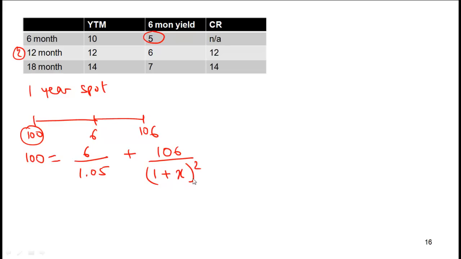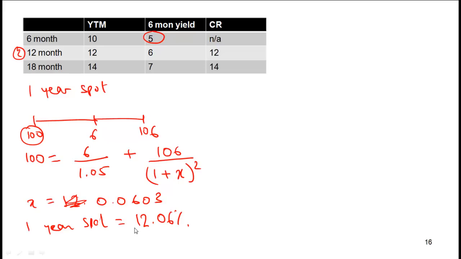Now this x represents the rate for a 6-month period. Since we have two 6-month periods, we say (1 plus x) squared. This 2 means that we have 2 6-month periods. Now if you solve for x, you will get x equal to 0.0603. So this is our 6-month rate, which means that a 1-year spot rate is equal to this multiplied by 2, which is 12.06%. It's 0.01206, which is in percentage terms 12.06.